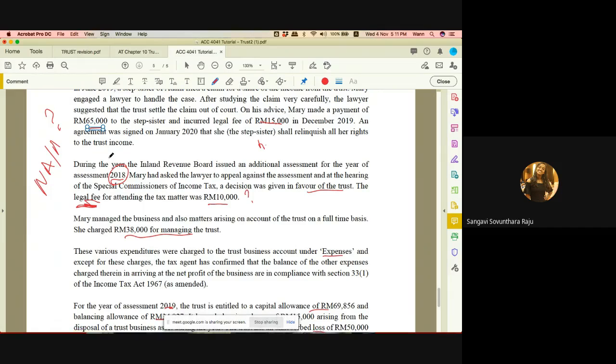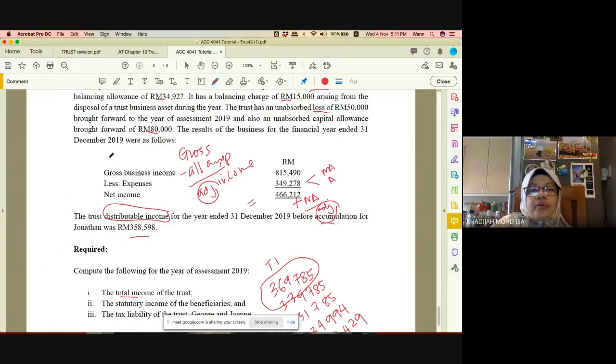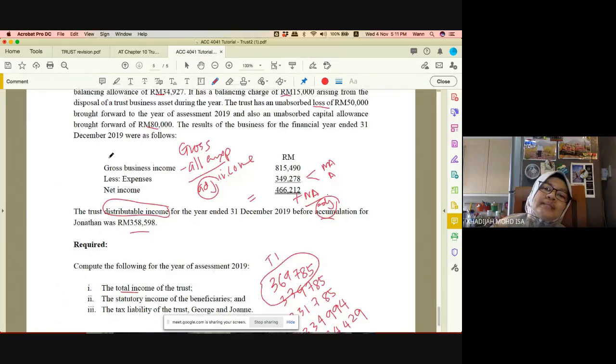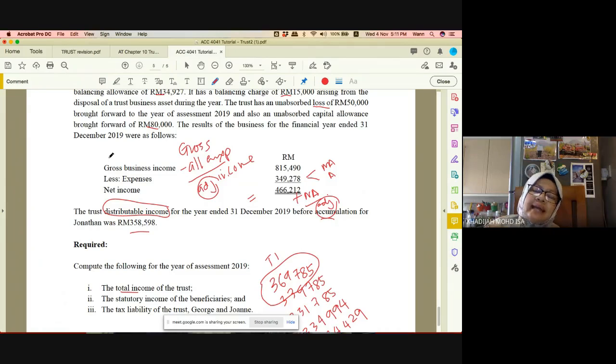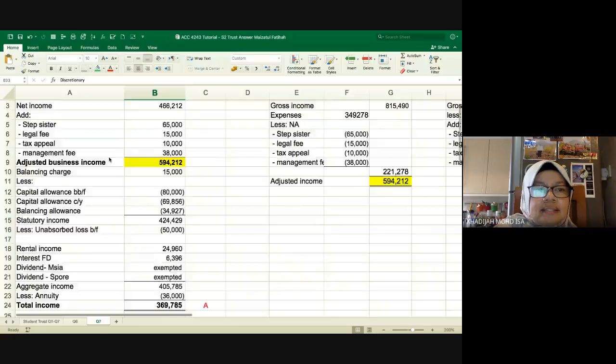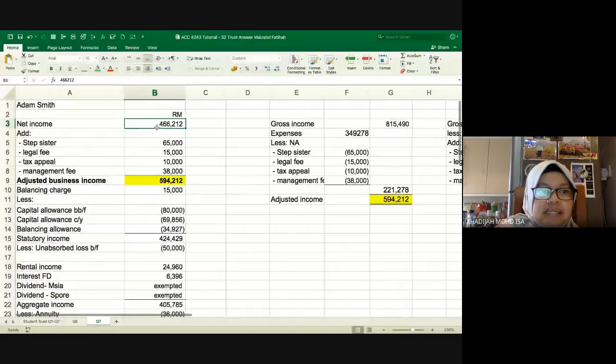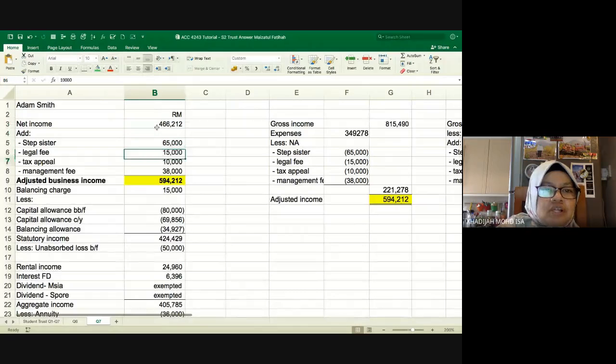Yes. Okay. So now, how are you going to compute adjusted income? Which method do you want to use? Net income plus add back your non-allowable expenses. Either way, you take net income of 466, you already know that this amount is non-deductible. You get the adjusted income of 594,212. Do you get that amount?